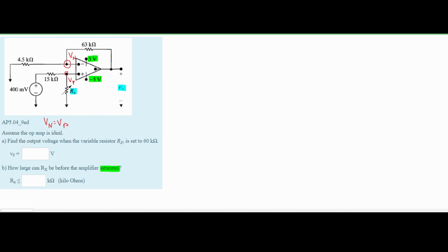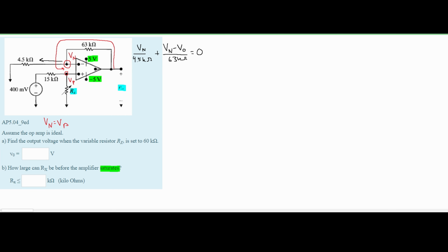And now we can start writing our equation. So first, for our Vn, we know we're going to have some Vn over this 4.5 kilohm resistor. Next, we know that we're going to have some negative feedback because this is an inverting amplifier circuit. So from our output, we're going to have some feedback that goes back into our op amp like this. Therefore, we're going to have a plus Vn minus V0, and this is going to all be over the 63 kilohm resistor set equal to 0. This is our first equation.